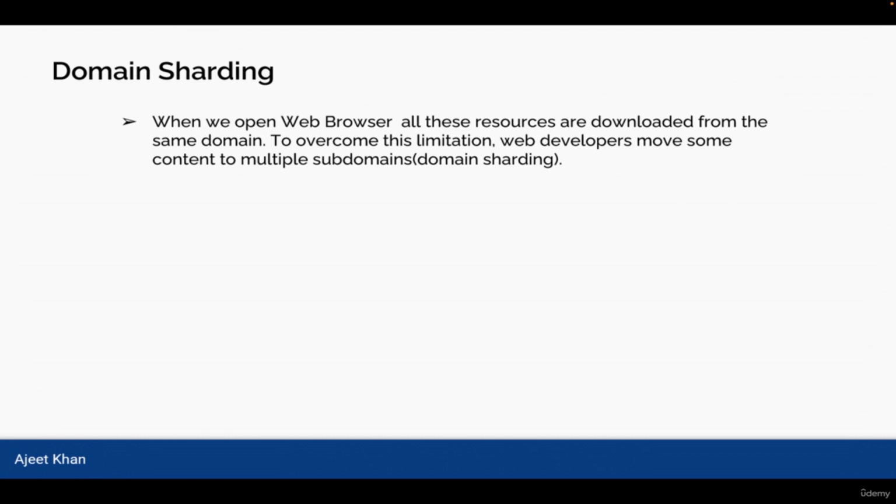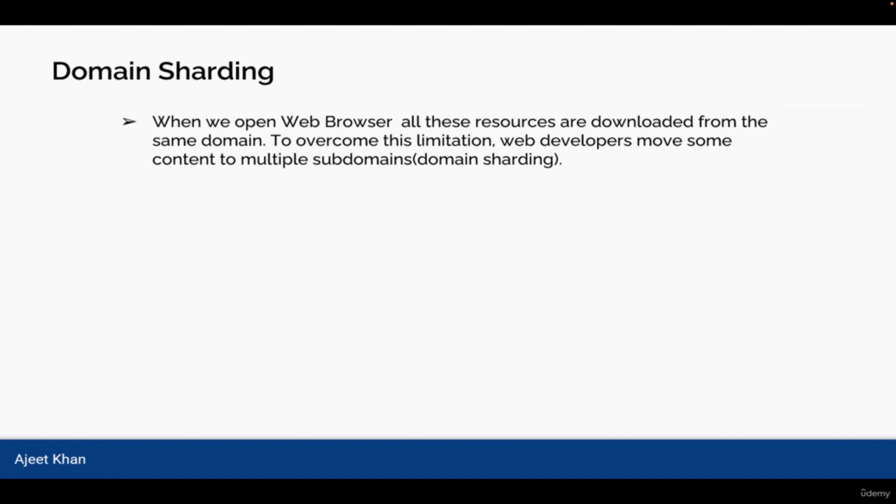Hi, let us now discuss domain sharding. When we open a web browser, all the resources that are being downloaded are generally from the same domain. For example, if you are accessing example.com, which is your website, then generally all images, CSS files, and JavaScript files will be hosted on the same server, and the requests for these files will go to the same server. As you know, there can be limited parallel connections opened for a particular domain.